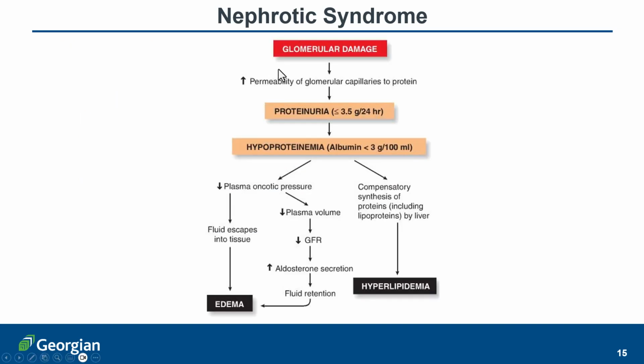So here it is in schematic form. You have some glomerular damage. Why is not important, usually autoimmune related. That leads to increased filtration of proteins, especially albumin, causing proteinuria. That in turn causes hypoproteinemia, hypoalbuminemia really. That decreases plasma oncotic pressure, resulting in edema. The compensatory response is the increased synthesis of lipoproteins by the liver, which causes hyperlipidemia.